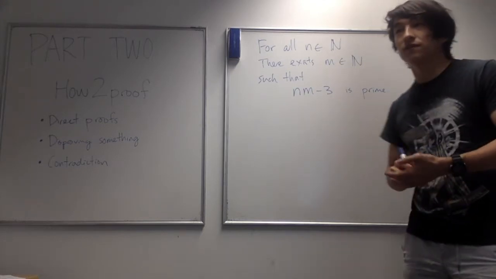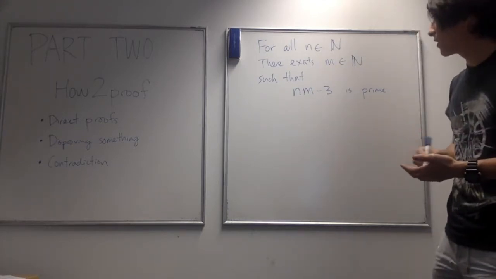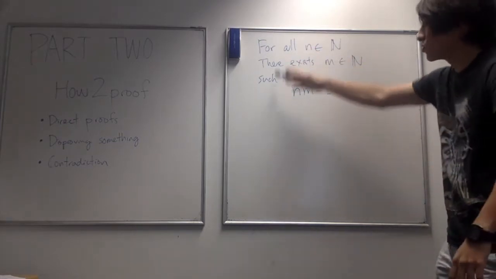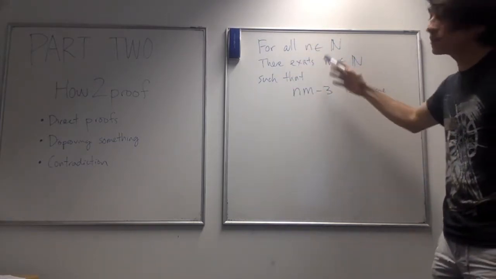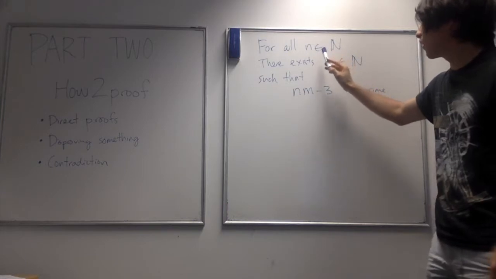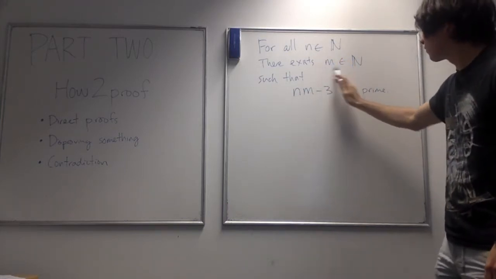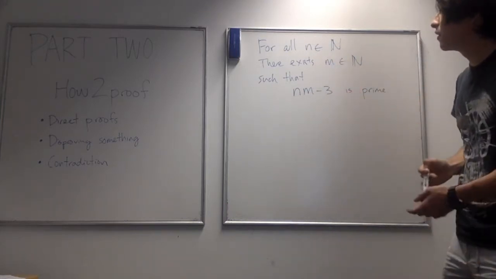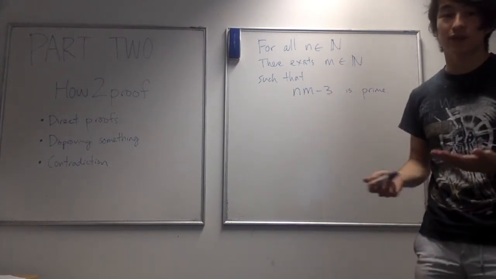But now, if we want to find a counterexample, that's a lot easier, right? If you want to disprove, if you want to show this is not true, all you need is a single natural number n where there is no m. As long as you can find a single natural number n so that this is never prime, then you're done, right? It's a lot easier.